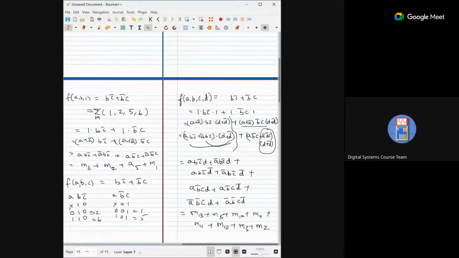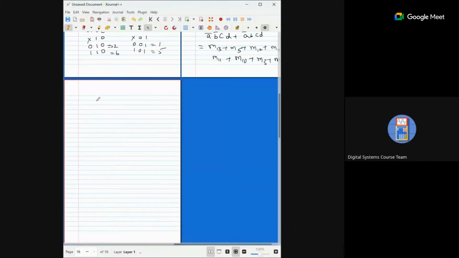0101, it's M5. Yes, sir. 0 1 0. Yeah, thanks for pointing that out. So this is somewhat of an extended phase. If I do the same process for 5 variables, 6 variables, or n number of variables, I can do the same procedure, but it is somewhat time consuming. But I will just tell you the same approach again.